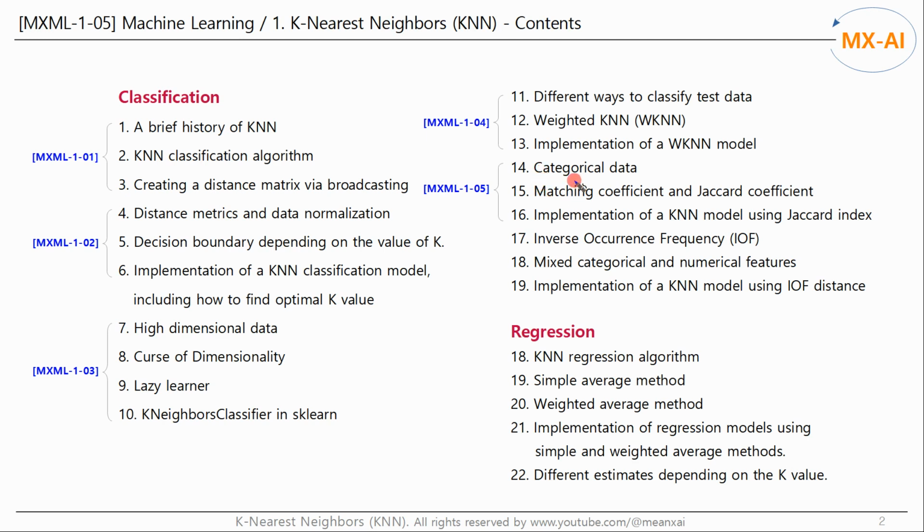First, let's look at categorical data, which consists of nominal data and ordinal data. Next, we will look at the matching coefficient and the Jaccard coefficient, which can be used as similarity or distance measures for categorical data. Finally, let's implement the KNN classification model using the Jaccard coefficient or index.